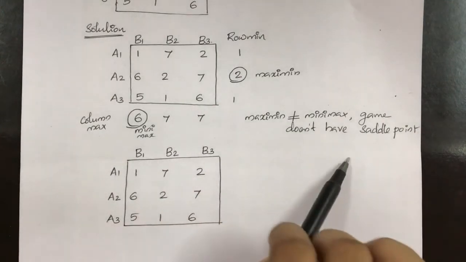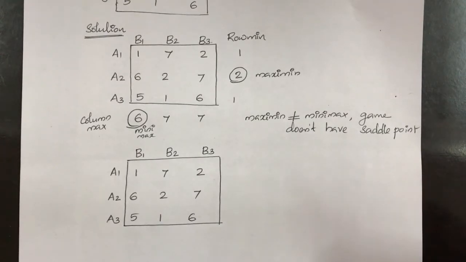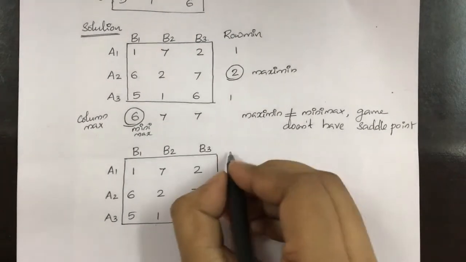If the game has no saddle point, the only method we know is to solve the game using the probability method. Am I right? So the probability method can be applied only to a 2 by 2 matrix. That is, the payoff matrix should have only 2 rows and 2 columns. Here it has 3 rows and 3 columns. So we need to reduce this 3 by 3 matrix into 2 by 2 using dominance property.